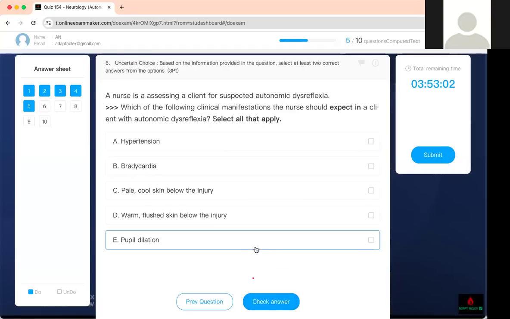Select all that apply. Which of the following clinical manifestations should the nurse expect in a client with autonomic dysreflexia? I've given you all the information. Now I'll give you select all that apply to put it back together and connect it together. Pick those that you're confident on, but pay attention to the concept. It's not too difficult. You know what it is. Write it down. What is autonomic dysreflexia?